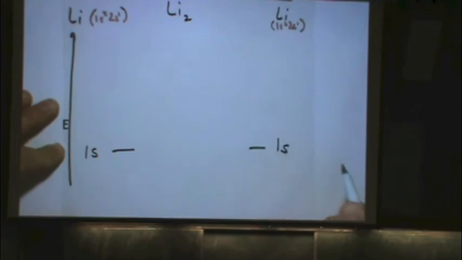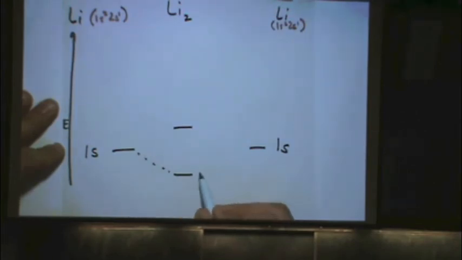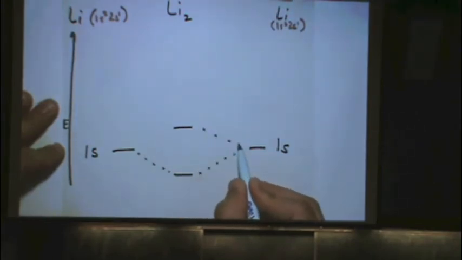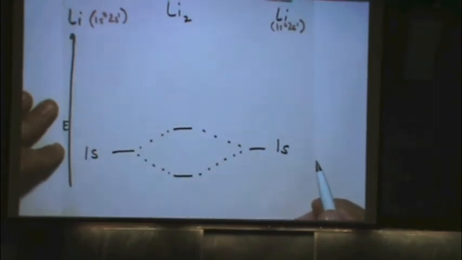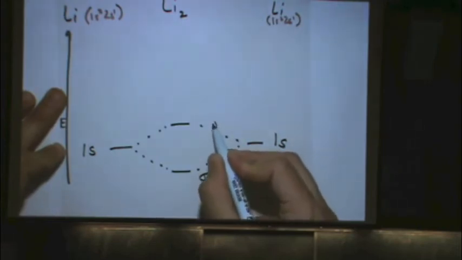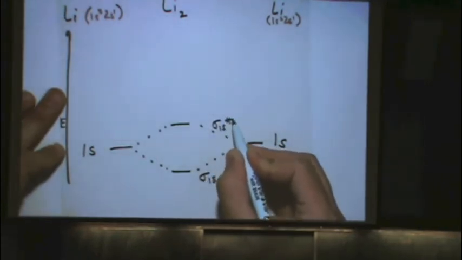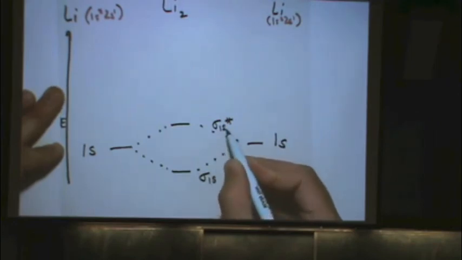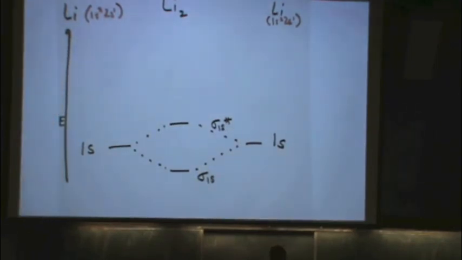Just like before, we're going to put two 1s energy levels, and they're going to make a bonding and an anti-bonding. Dots like this, just like we did before. The lower energy is called sigma 1s, and the higher energy part of the bond is a sigma 1s star, where there's a bonding, low energy, anti-bonding, high energy. That's how the 1s section of the diagram will look. We haven't put in the electrons yet.